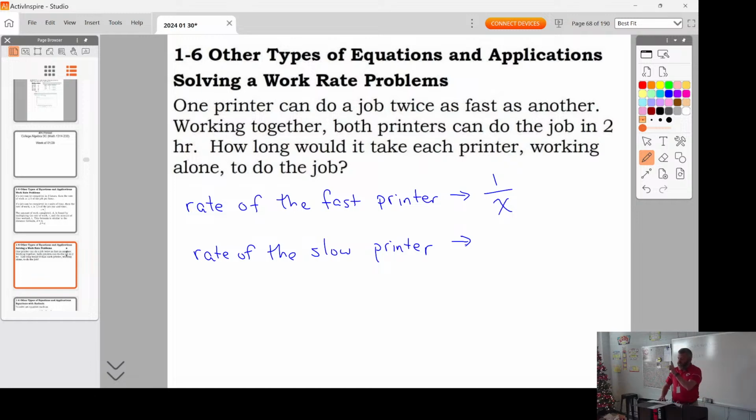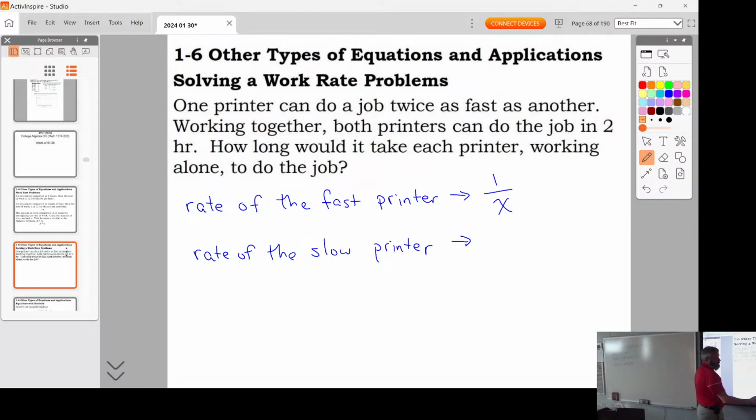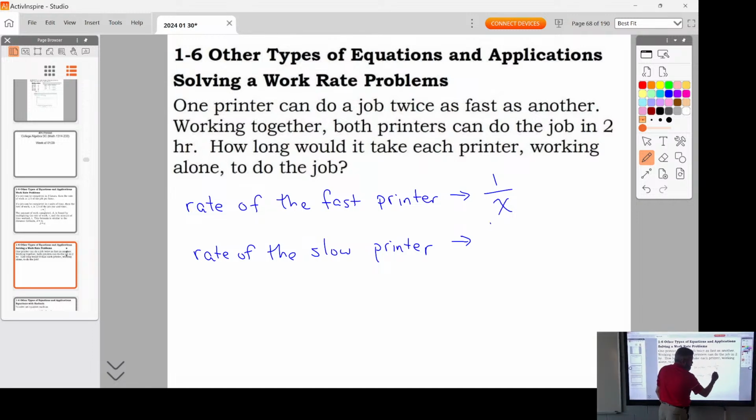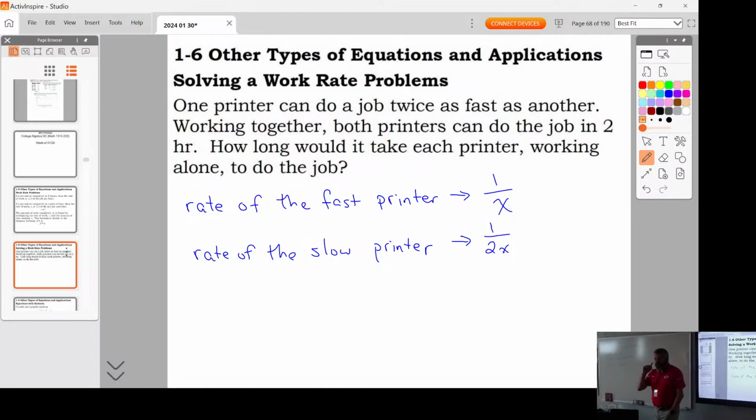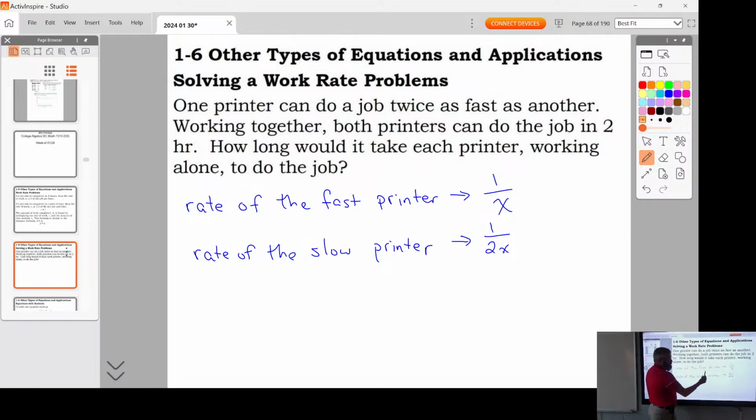So the rate of the first printer, the rate of the fast printer, is 1 over x. The rate of the slow printer would be 1 over 2x. Okay? I'm still completing one job in twice the time. The fast printer finishes one job in X amount of time. The slow printer, one job in twice that time.